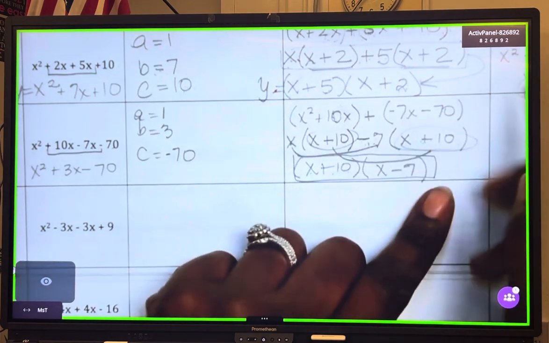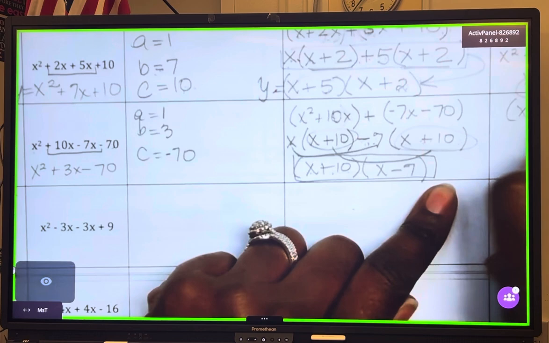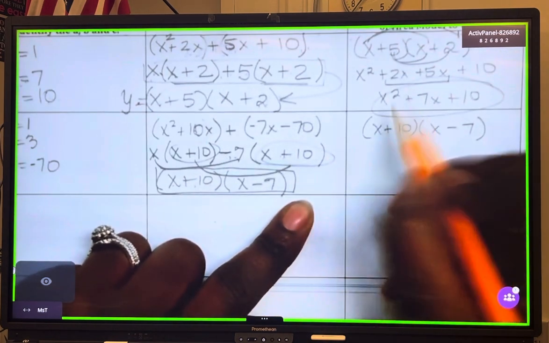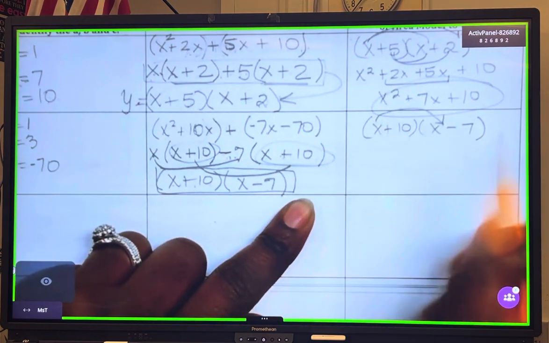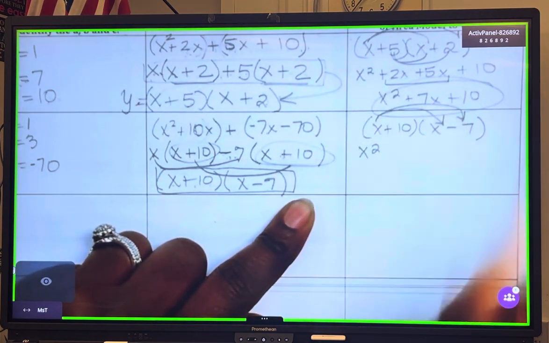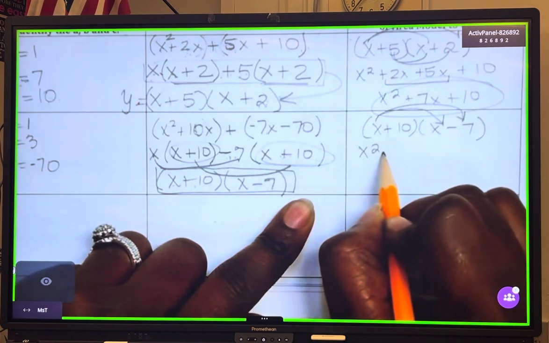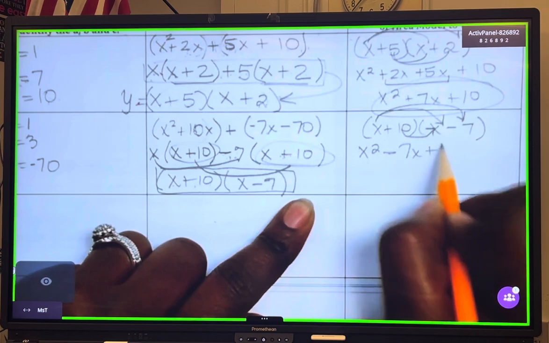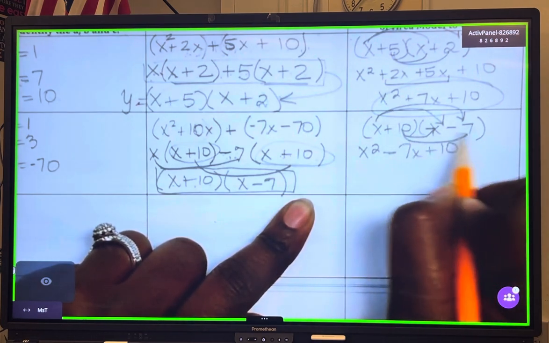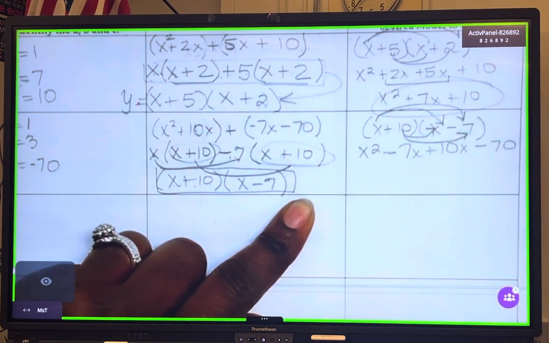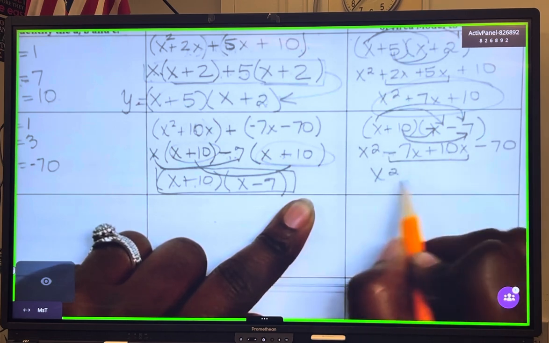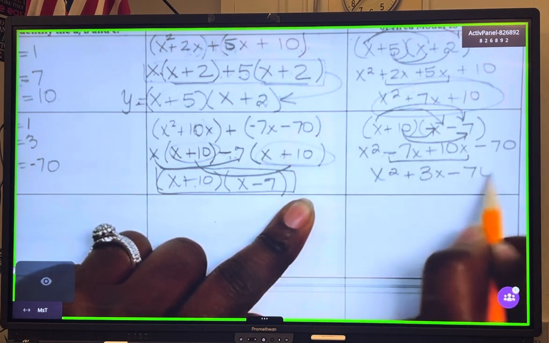All right. Can we check it? Yes. X plus 10, x minus 7. How do we check it? Distributive. X times x? X squared. X times negative 7? Negative 7x. 10 times x? Positive 10x. 10 times negative 7? Negative 70. And if we combine like terms, x squared, you got a positive 10 and a negative 7, that's 10 minus 7, 3x, minus 70.